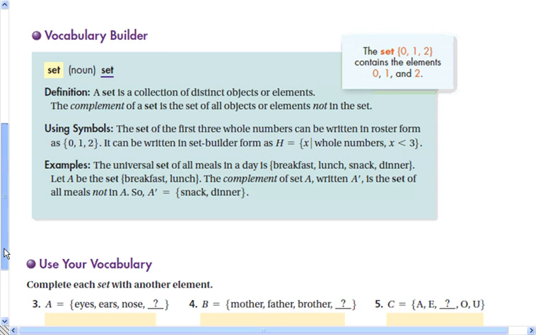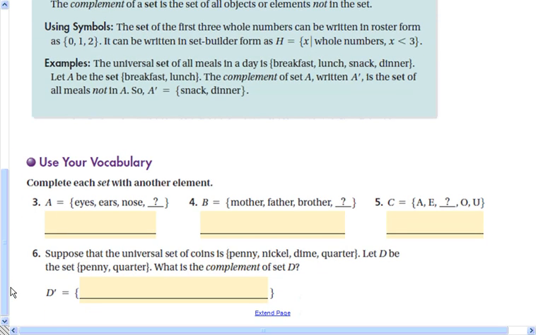So, complete each set with another element. Eyes, ears, nose, mouth, maybe. Mother, father, brother, sister. Seems to fit. A, E, I, O, U.